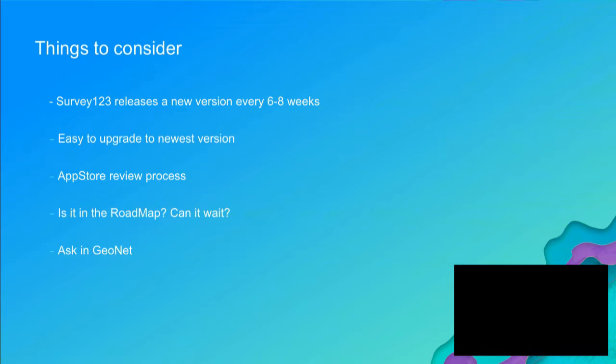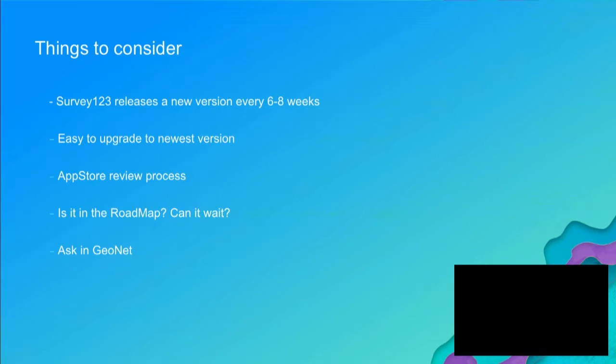And also, when you think about a customization, please ask in GeoNet first. Let's see if it is in the roadmap, if it is something that we are going to do in the future, and if you can wait 6 to 8 weeks or a 2 version or something. If it's there, I would recommend to just wait so that you don't have to maintain the code.